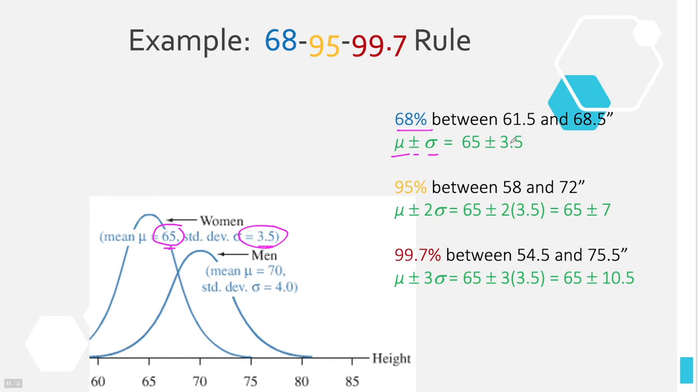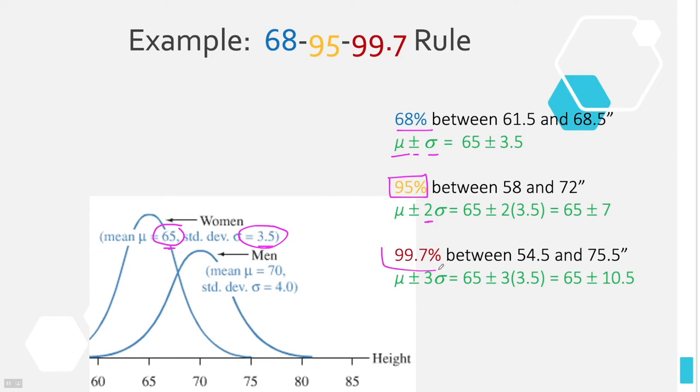So here we have our mean and one standard deviation. If we subtract, we get 61.5. And then if we add one standard deviation, we would get 68.5. And remember, 95% went with two standard deviations to the left and to the right. And so here we have two standard deviations. When we multiply 2 times 3.5, we get 7. So if we subtract 7, we would get 58. If we add 7, we would get 72.